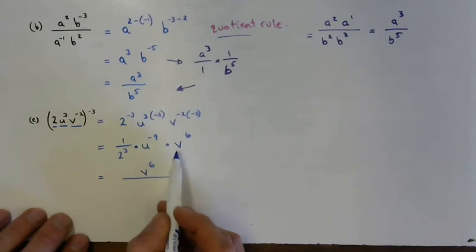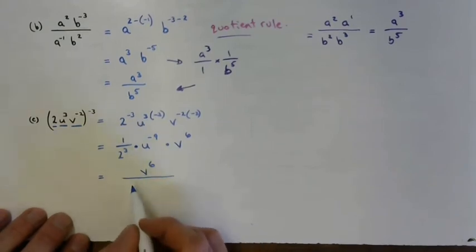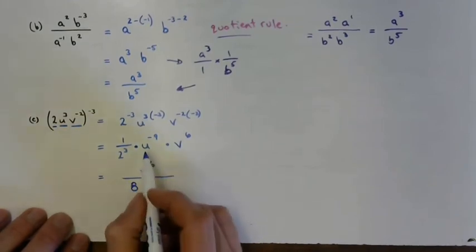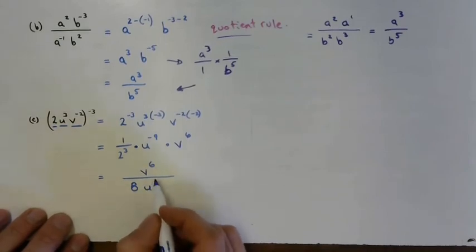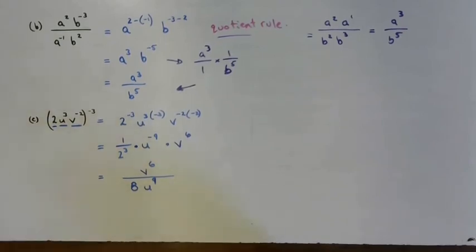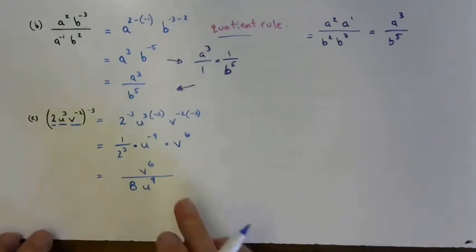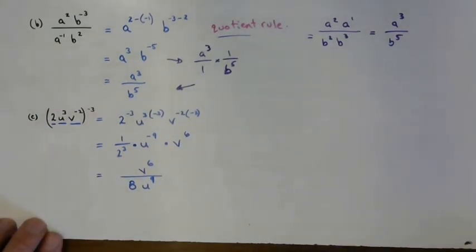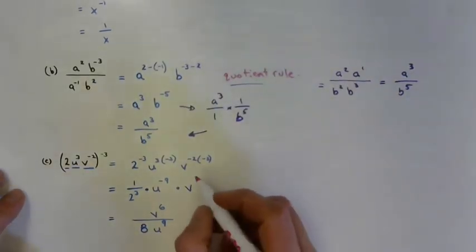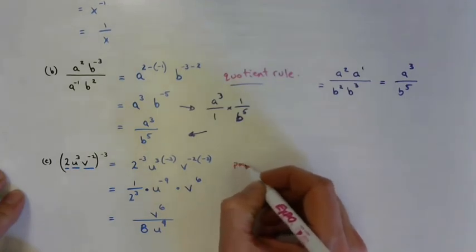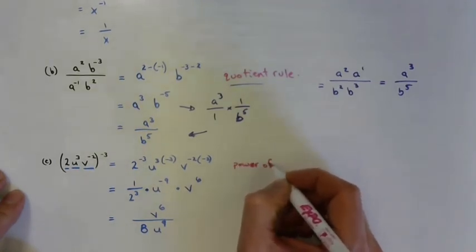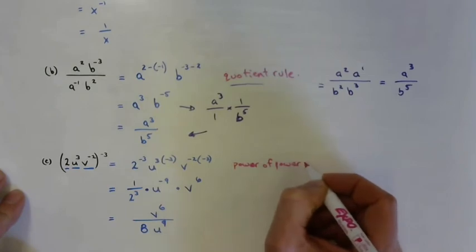I can evaluate that, right? So I don't know what u is, I don't know what v is, but I do know what 2 to the power of 3 is. That's 8. And I have 9 factors of u in the denominator. So this is simplified. And before we move on, maybe I'll just make a note here that we applied the power of powers rule.